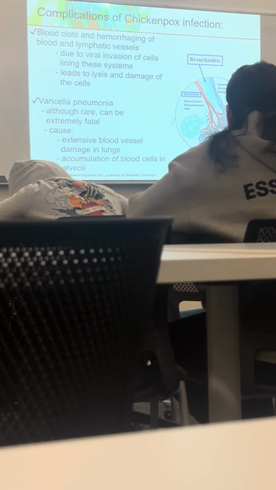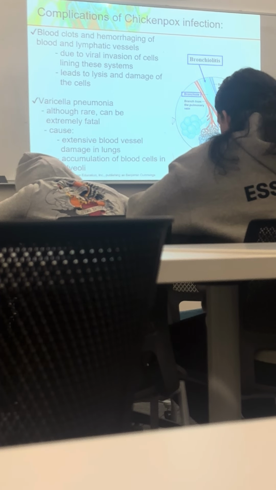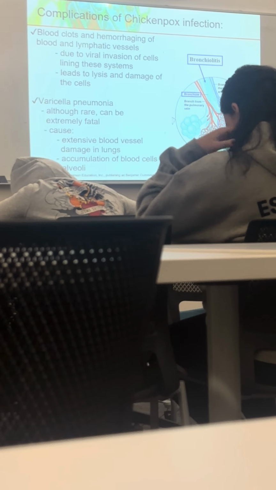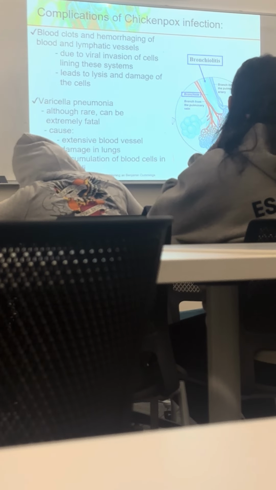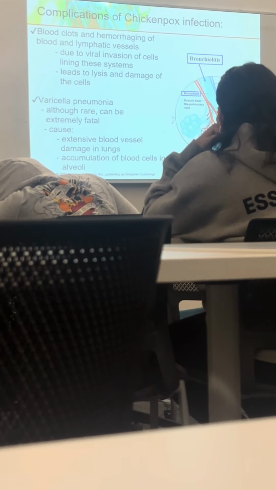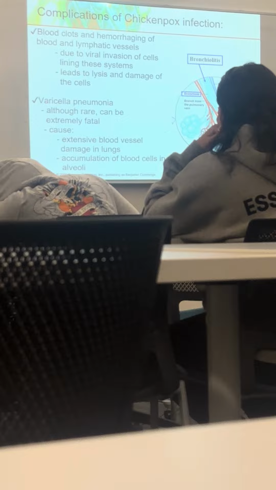Why does it become so dangerous in adults? Again, what happens is those vesicles form on the alveoli in the lungs, which can cause pneumonia. So fluid in the lungs. That's when it can potentially be fatal.